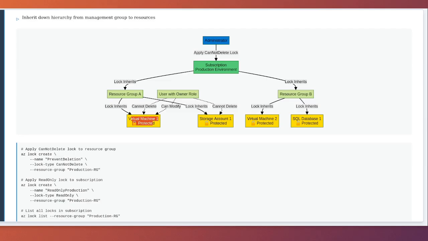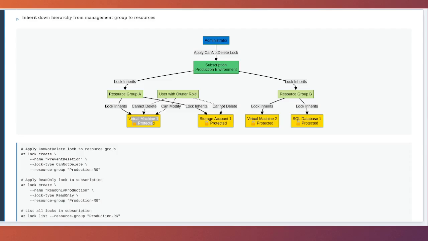In the example shown, an administrator applies a cannot delete lock at the subscription level. This lock automatically inherits down to resource group A and resource group B. All resources within these resource groups are protected from deletion. The lock appears on Virtual Machine 1, Storage Account 1, Virtual Machine 2, and SQL Database 1. None of these resources can be deleted by anyone, regardless of their RBAC permissions, unless the lock is first removed.